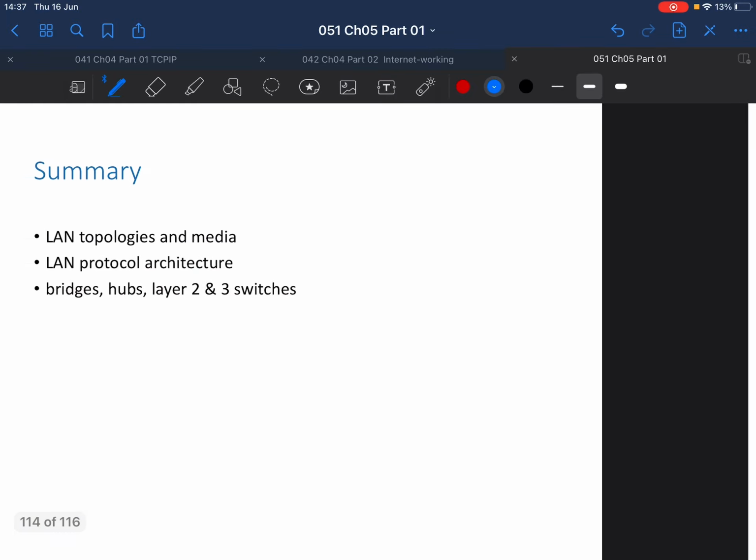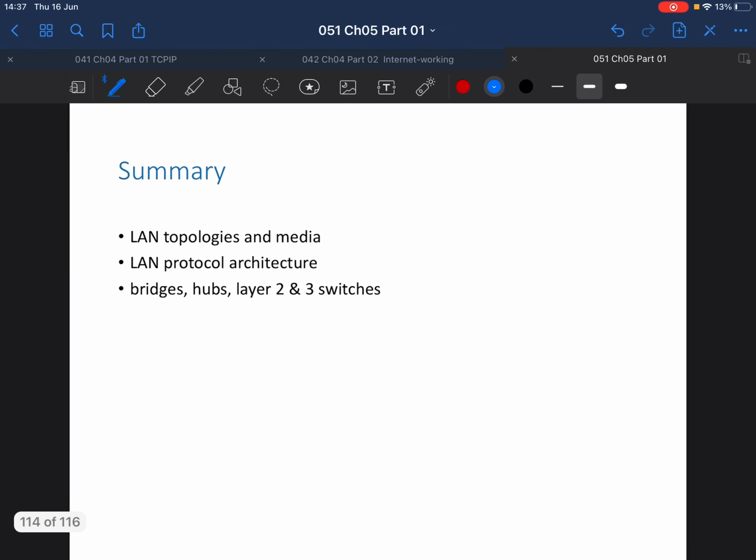Okay, so we have discussed in this topic LAN topologies and media, LAN protocol architecture, bridges, hubs, and layer 2 and layer 3 switches. So that's all for this chapter. That's all for this part. Now, hopefully you can understand about these topics in chapter 5.